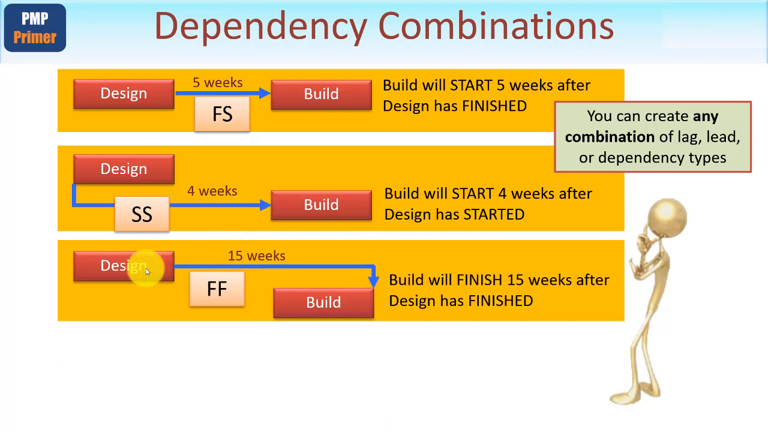Here's another one. Here I've used a finish to finish relationship, and the trick here is to look at the arrowhead so you get the language correct. What this says is that build can't finish until design has finished, in the same way as build can't start until design has started. But in this case, just to make it a bit more fun, I've put a 15-week delay in. So what this says is that the build will finish 15 weeks after design has finished.